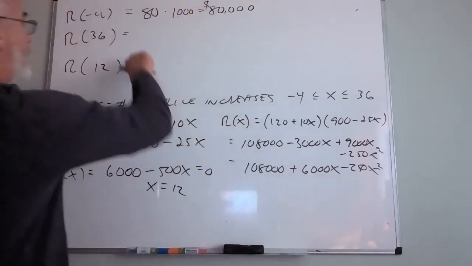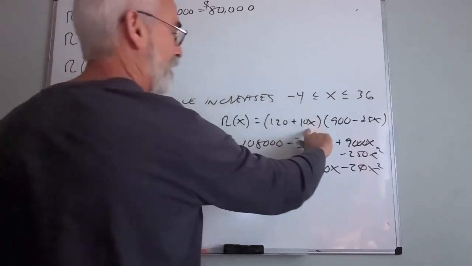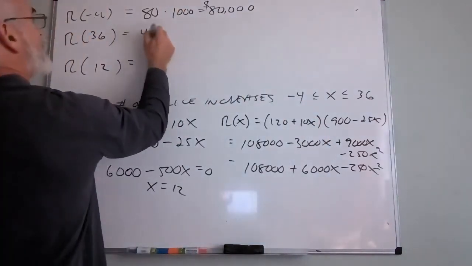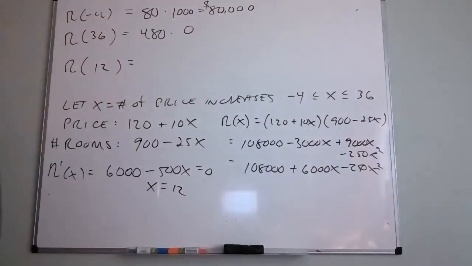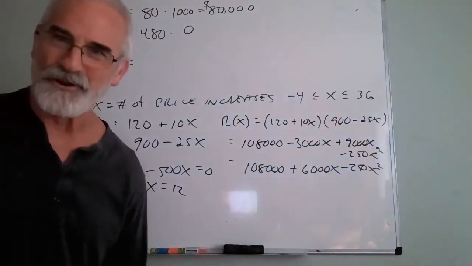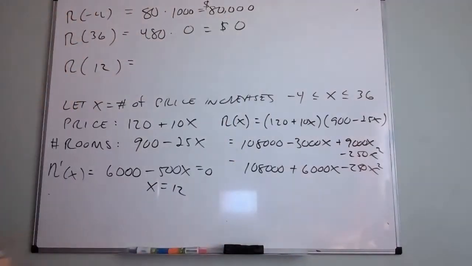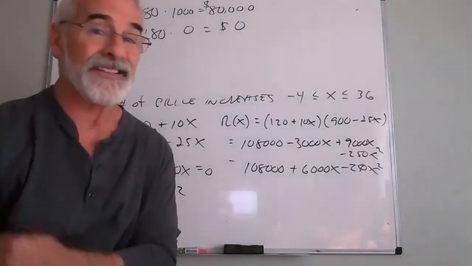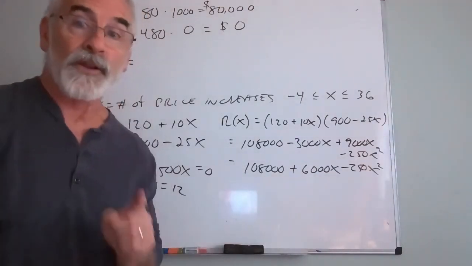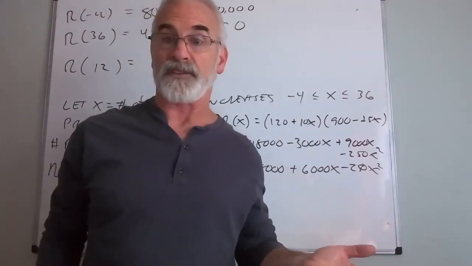Okay. Now, this one's worse. If I raise the price 36 times, that means I'm going to be charging $480 a room, and I'm going to rent exactly 0 rooms. So I'm going to have $0. I think that's probably the worst case scenario. Yeah. By the way, I didn't get 0 at both endpoints. So here's a situation where operating at capacity, I'm losing money over the status quo.